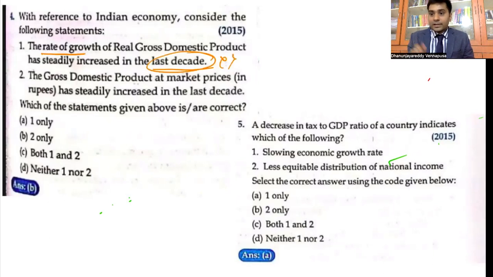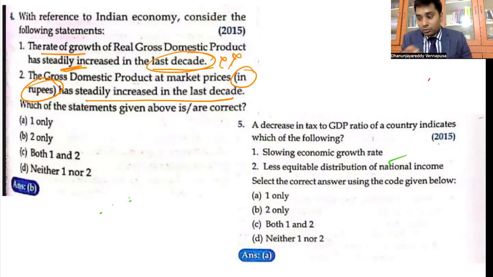Do it with the example that I have said. GDP at market prices has steadily increased. Look at the term that they gave: at market prices in rupees. In rupees means absolute numbers. They are indirectly saying, don't go steadily. Steadily means wrong, but this fellow is giving a clue. Otherwise there is no need of giving it in brackets. Why are they giving it in brackets? Because he is saying, look carefully, a little wider.